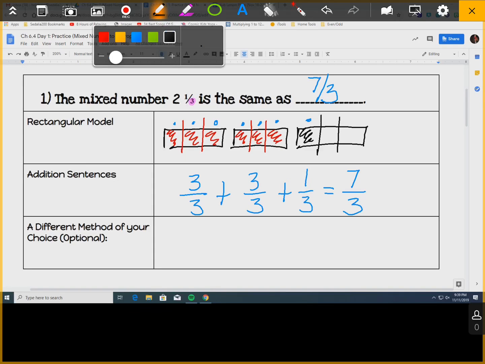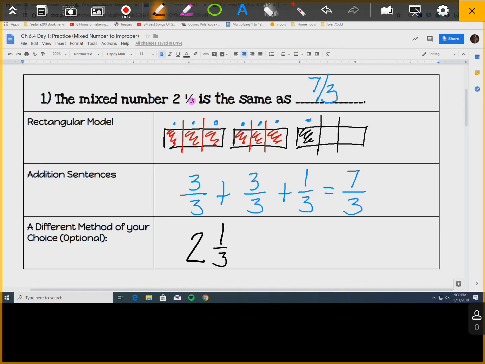An optional method that you may choose to use is more of an algorithm that your family and friends are probably going to be more familiar with. If I have 2 1/3, that means I have 2 groups of thirds. Look up here, 2 groups of thirds. That would be 6/3. And then I have one more third. That gives me a total of 7/3.